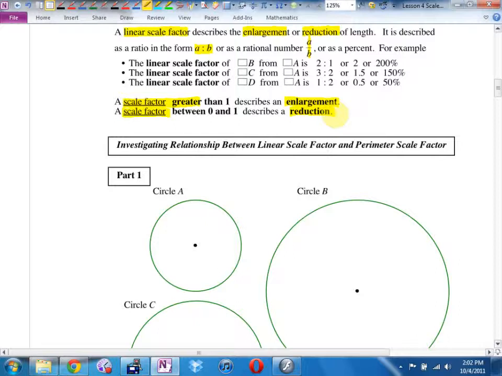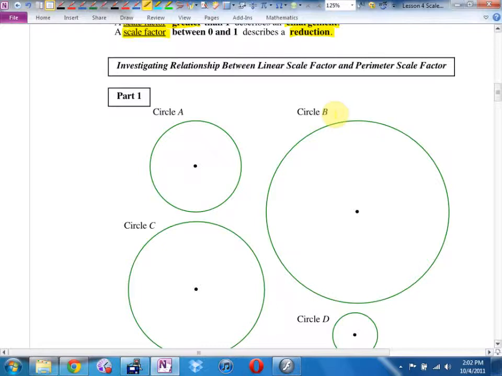What we want to ask ourselves is a very simple question. If I double the length and double the width, what happens to the perimeter? Is it doubled? Or maybe because you're doubling and doubling, is it 4 times as big because there's 2 twos? Or maybe something else is going on, or maybe there is no relationship.